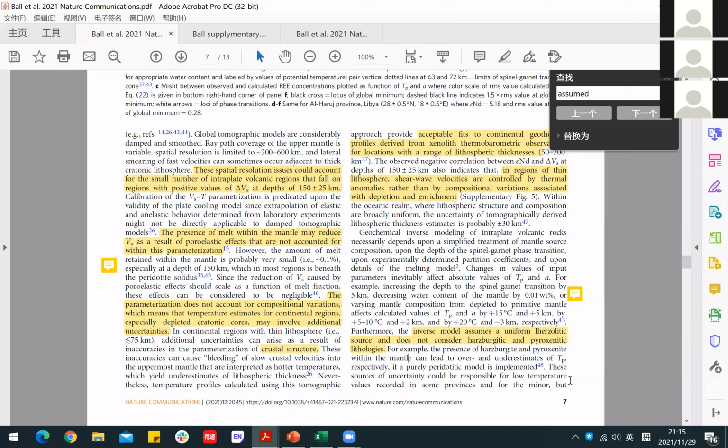In the same page, the 7th page, they are saying that there are some limits of both the geochemical model and the geophysical model. One of the disadvantages of this geochemical model is they didn't consider the other types of bulk mantle composition, I think.